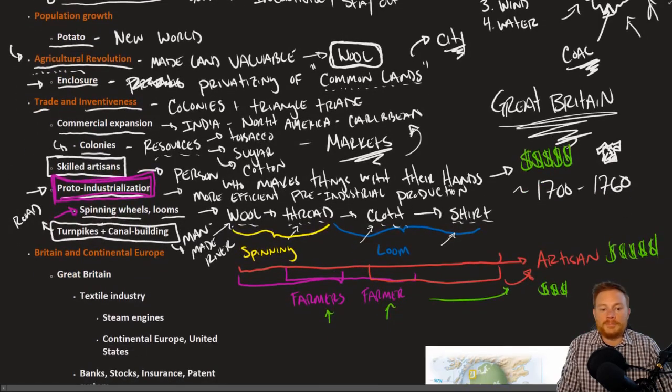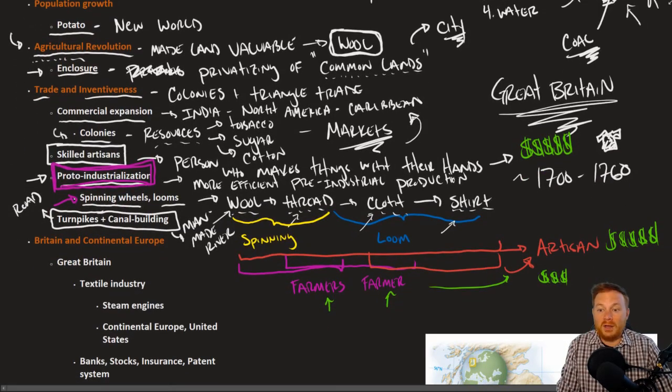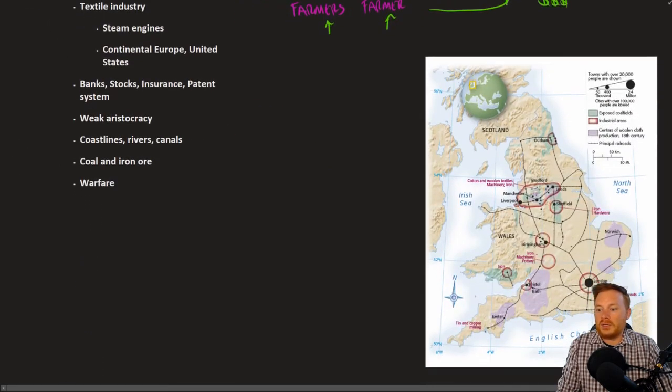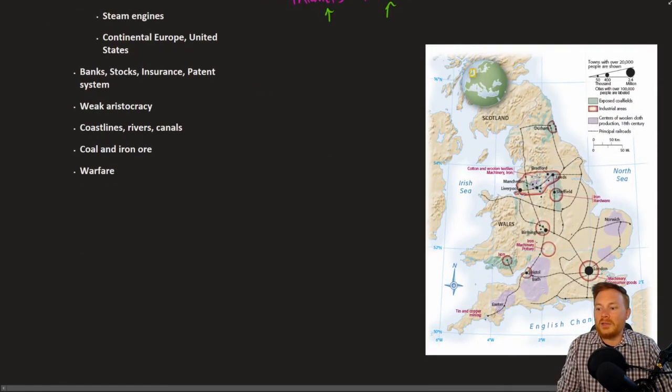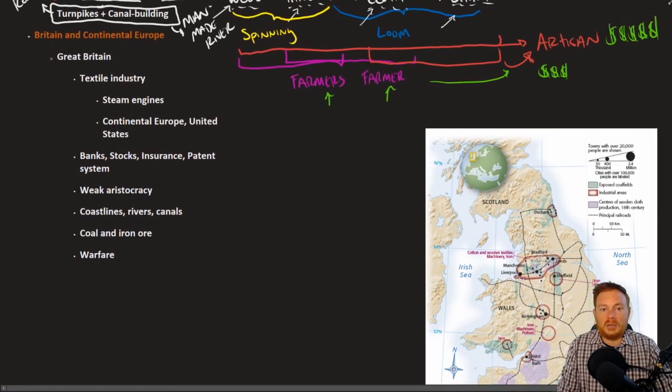So turnpikes and canals, the fact that Great Britain had a lot of them, the fact that Great Britain, as we look here, is an island, and that you can more easily send goods by sea than you can by land, certainly benefited the British in a lot of ways. The fact they had a lot of rivers benefited the British in a lot of ways. And this is where something like geography comes into play.